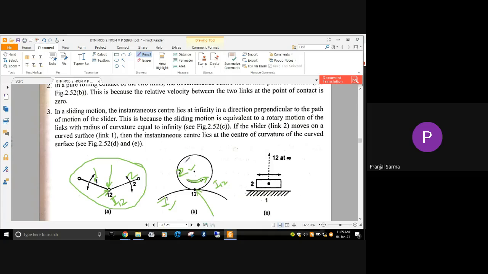So that is how we can locate it. If that kind of situation is there, directly you can locate it here. Similarly, in case of sliding motion, the instantaneous center lies at infinity in a direction which is perpendicular to the path of motion of the slider.